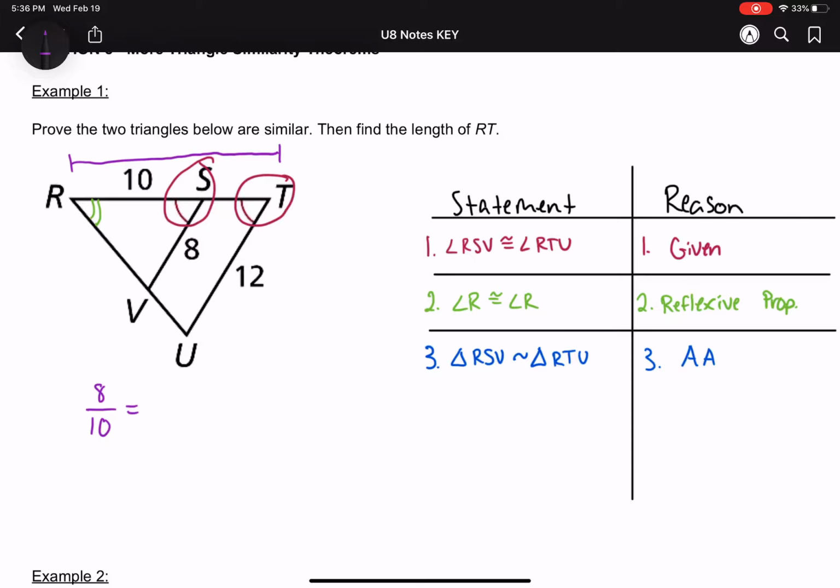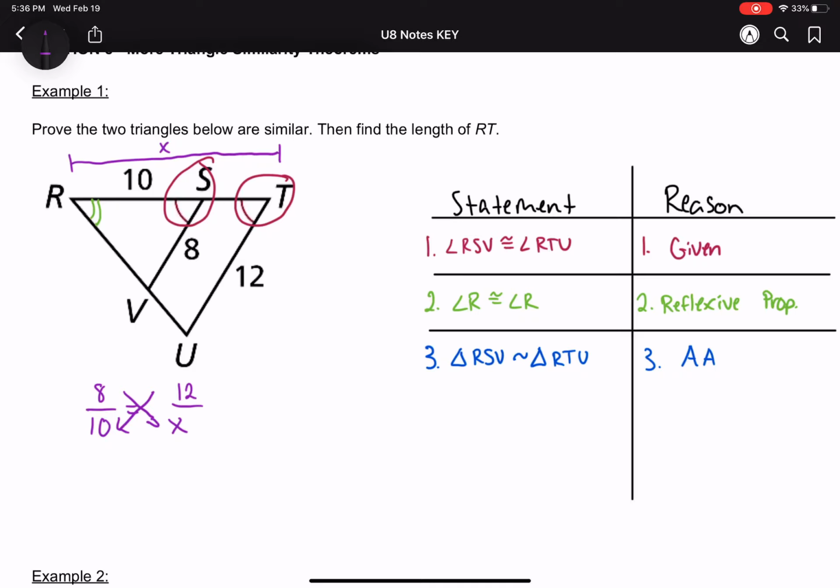For that big triangle RTU, I have that base side of 12, but I'm missing the side of RT. So I'm going to go ahead and represent that with an X for now, but then at the end I'm going to plug RT in for X. So first I need to solve my proportion. So I have 8 over 10 is equal to 12 over X. I'm going to solve by cross multiplying.